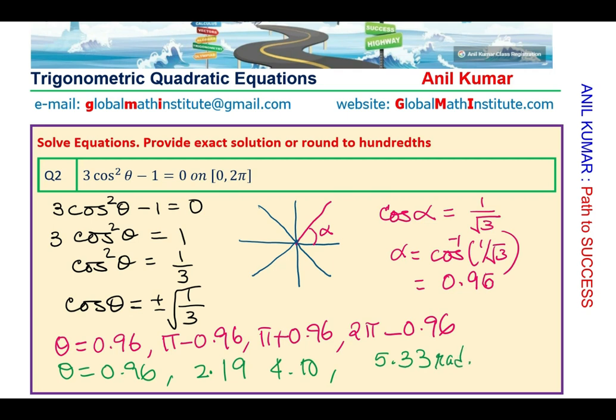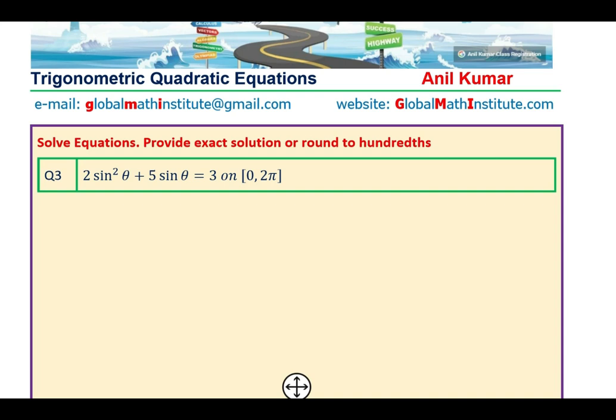So these are the angles in this particular case. I hope you are with me. So we have seen two examples in one. We use the special triangle, and here we use the calculator, rounding our answers to the nearest hundredths. So now here is question number 3 for you. We have similar equations, but this time in sine, right?